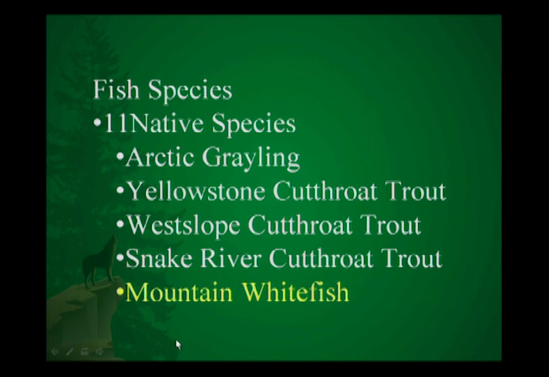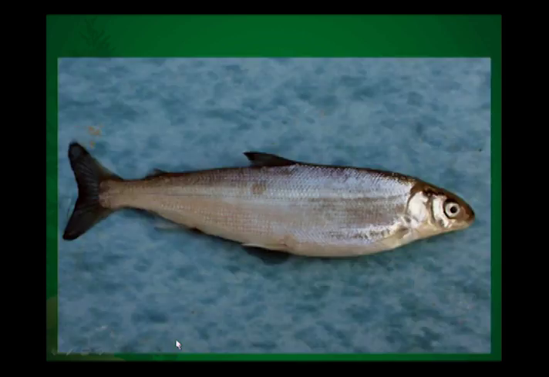And then another native fish, which some consider a game fish, others not so much, is the mountain whitefish. It's a relative of the trout, not a true trout. And you find it throughout the ecosystem in both rivers and lakes, primarily feeding on vegetation. Also, almost all of these fishes are opportunistic. They'll feed on whatever they can, especially aquatic insects that we've talked about.